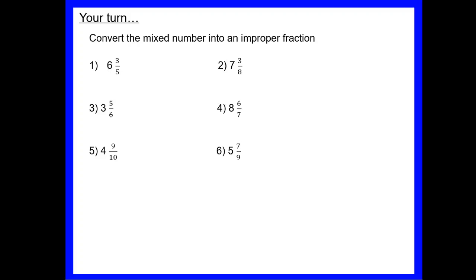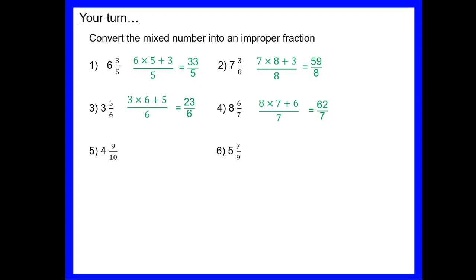Okay, let's have a look at the answers for these then. So our first one, we've got 6 times 5 plus 3, which is 33/5. Our second one, we've got 7 times 8 plus 3, which is 59, which goes over 8. Then 3 times 6 plus 5, which is 23/6. 8 times 7 plus 6, which is 62/7. 4 times 10 plus 9 is 49/10. And 5 times 9 plus 7 is 52/9.